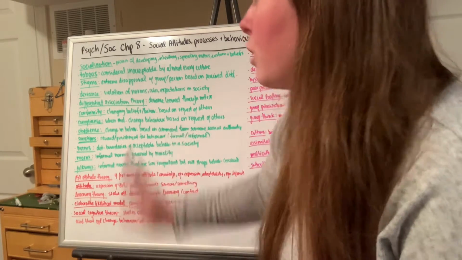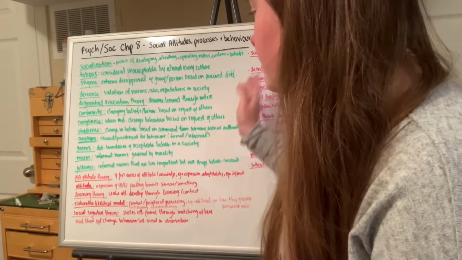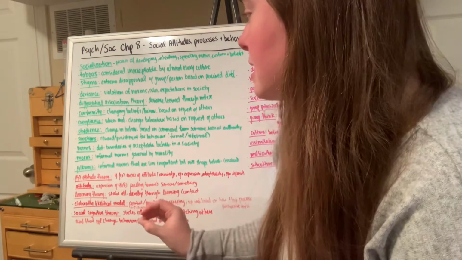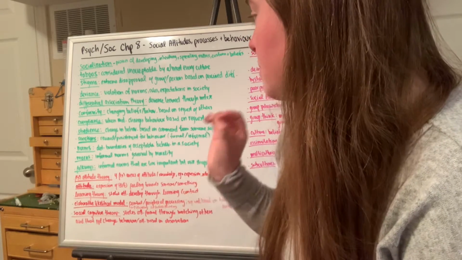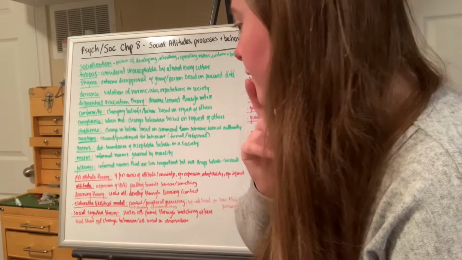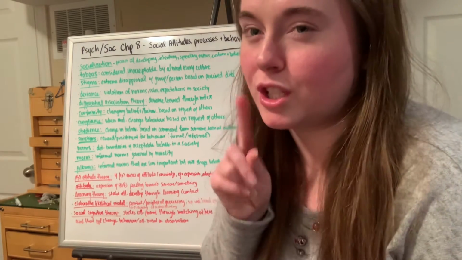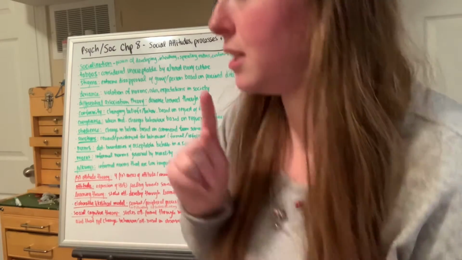Let me take that back. Conformity is changing the beliefs or behavior based on the request of others. But compliance is when an individual changes their behavior based on the request of others. And those do sound very similar. So just pause the video for 1 second. I'm just going to check my notes and make sure that is correct.